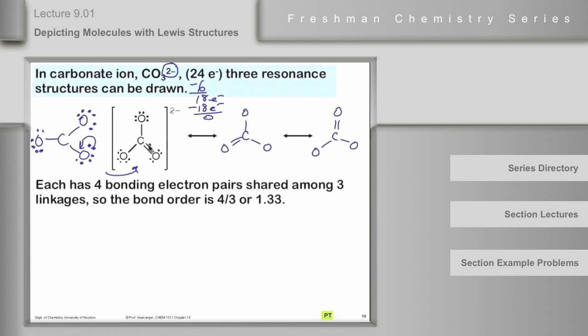Now, when you ask yourself what the bond order for these carbon-oxygen bonds would be, in case somebody asked you to predict the bond length or the bond energy, which somebody might. Wouldn't be me, but somebody might. You should look at this and see that there are 4 bonding electron pairs. And those 4 electron pairs are spread over 1, 2, 3 links.